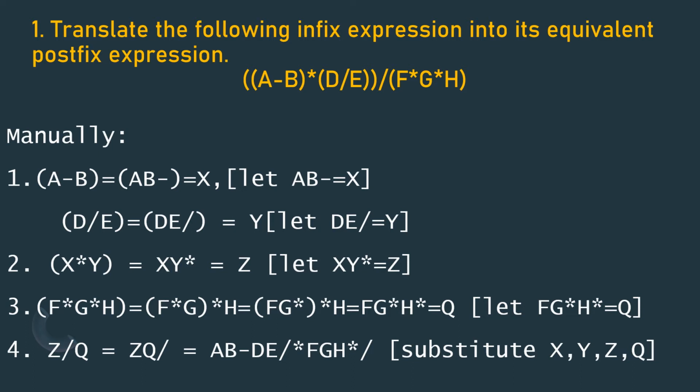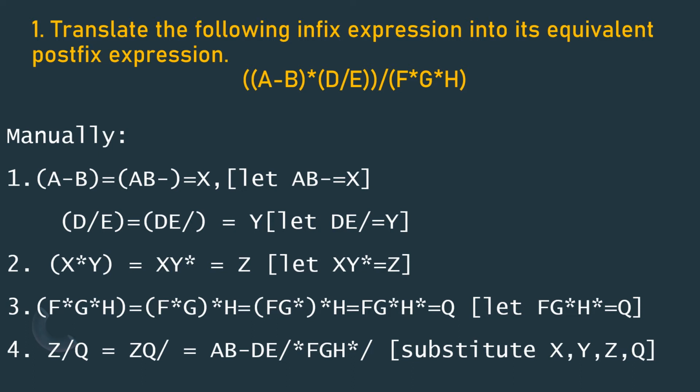The innermost brackets are there with a minus b and d division e. So we'll start with them. A minus b becomes ab minus, let's say, x. We have given one alias name as x over here. And d division e becomes de division with a name, say, y. So now your first bracket becomes x into y. X is AB minus and y is DE division, that is already converted into postfix form.